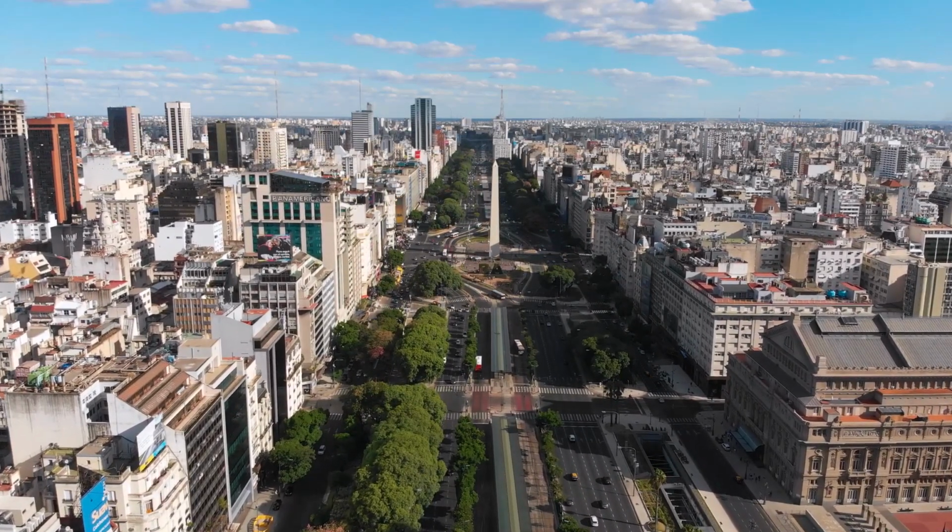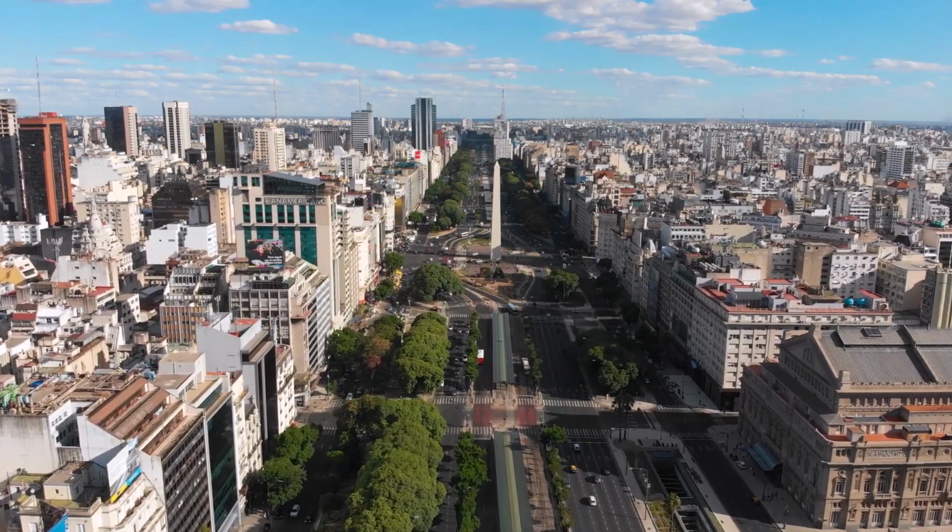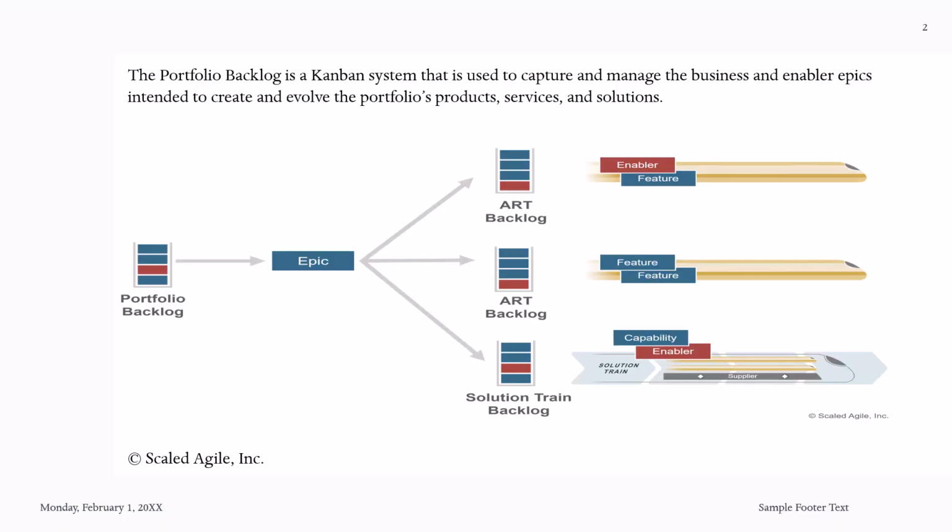A portfolio backlog is a Kanban system used to capture and manage the business and enabler epics intended to create and evolve the portfolio's products, services, and solutions. In the last video we discussed epics. If you want to understand a little more about what epics are, you can revisit the last episode and familiarize yourself with them.